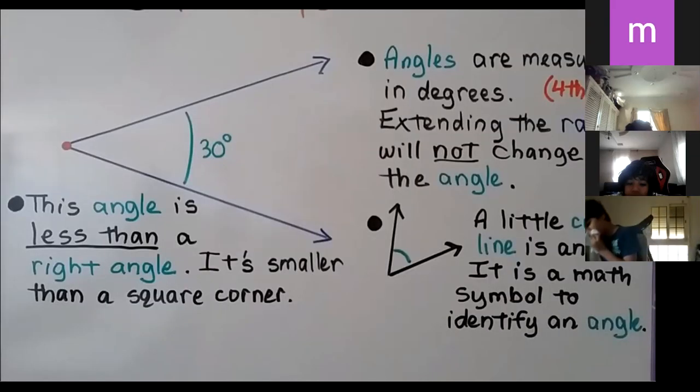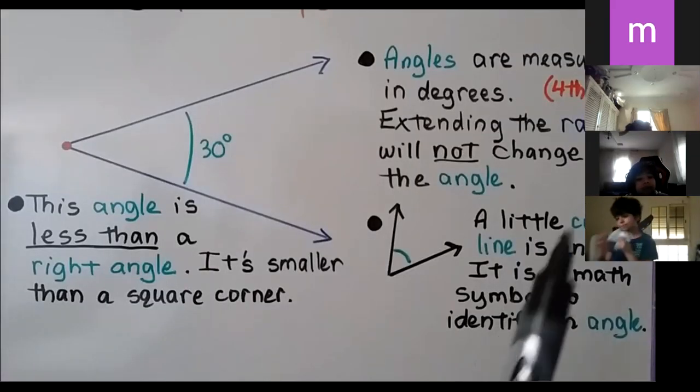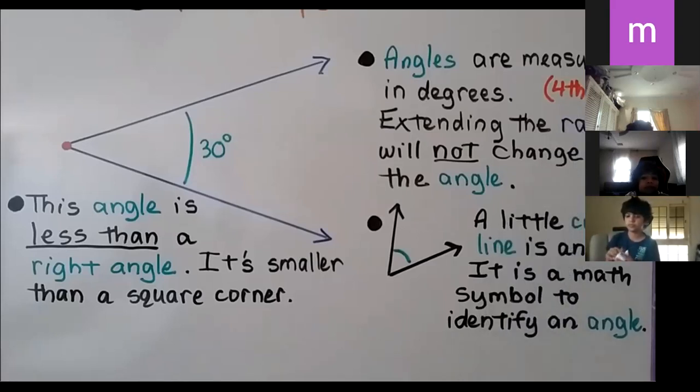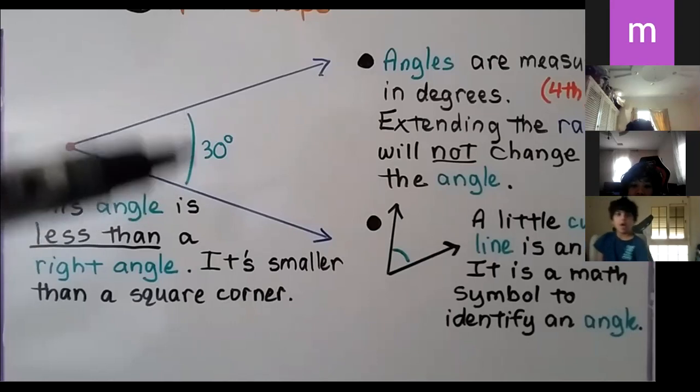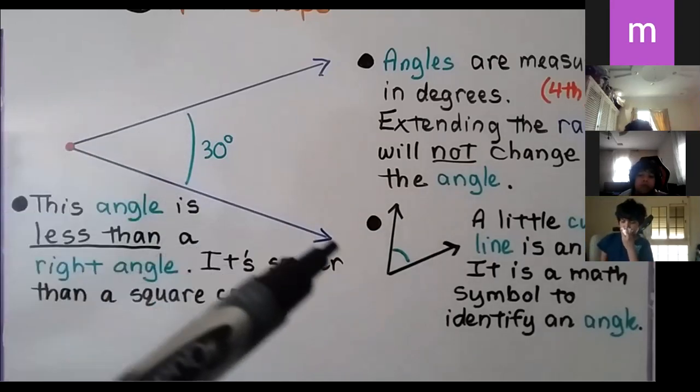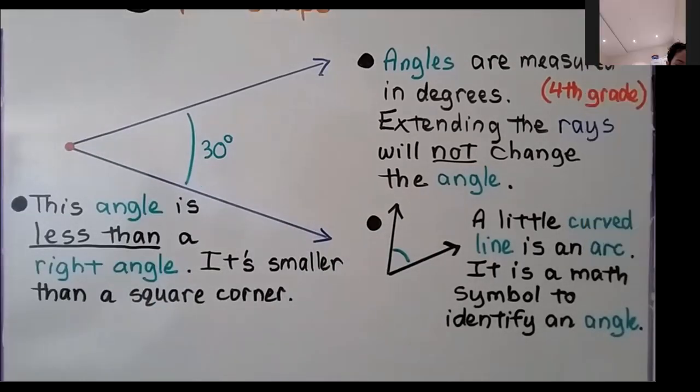Angles are measured in degrees, and you're going to learn about that when you get into 4th grade. And extending the rays, making them longer, will not change the angle. The angle will stay the same measure no matter how long these rays are.